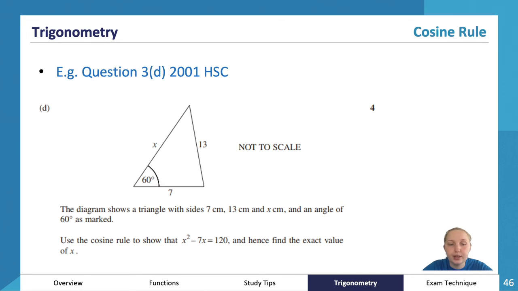Okay, so the diagram shows a triangle with sides 7, 13, x centimeters, and an angle of 60 degrees is marked. Use the cosine rule to show that x squared minus 7x equals 120, and hence find the exact value of x. Okay, so again, it's been quite nice to us. It's told you that you need to use the cosine rule. Otherwise, if it didn't tell you that, you would know you need to use the cosine rule because it's given you 2 sides, an angle, and it's asked you to find the 3rd side.